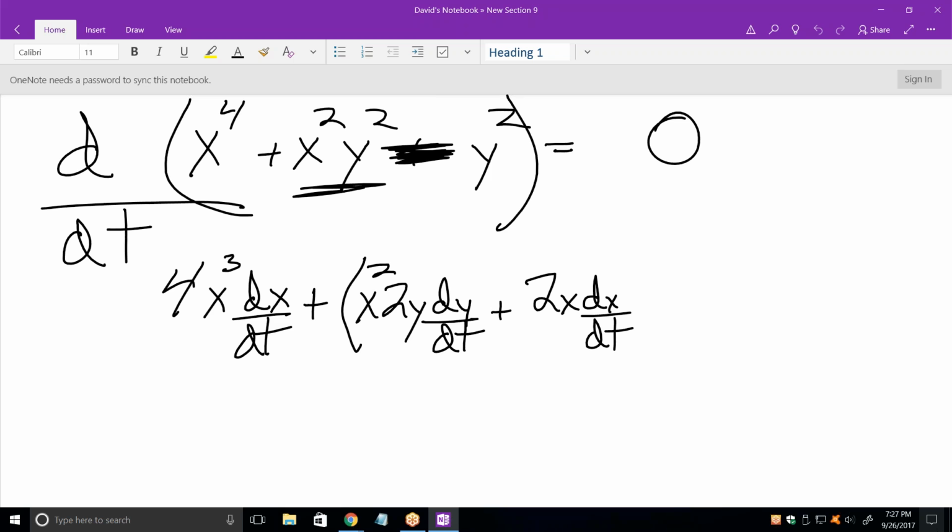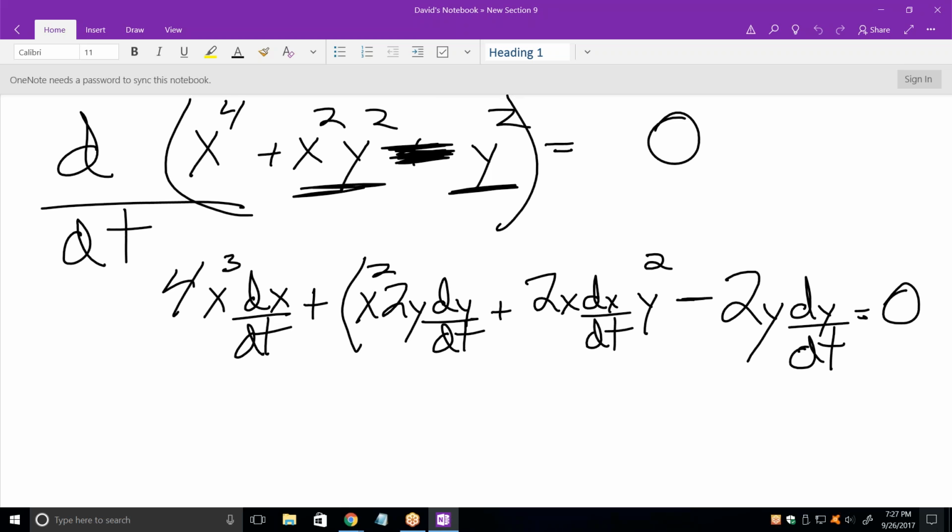Times y squared. Okay. And finally, notice I did not have to follow that with a dy dt because I wasn't differentiating y. I was only differentiating the x. And then the last part is what? 2y dy dt. You see why I have to follow that by a dy dt?